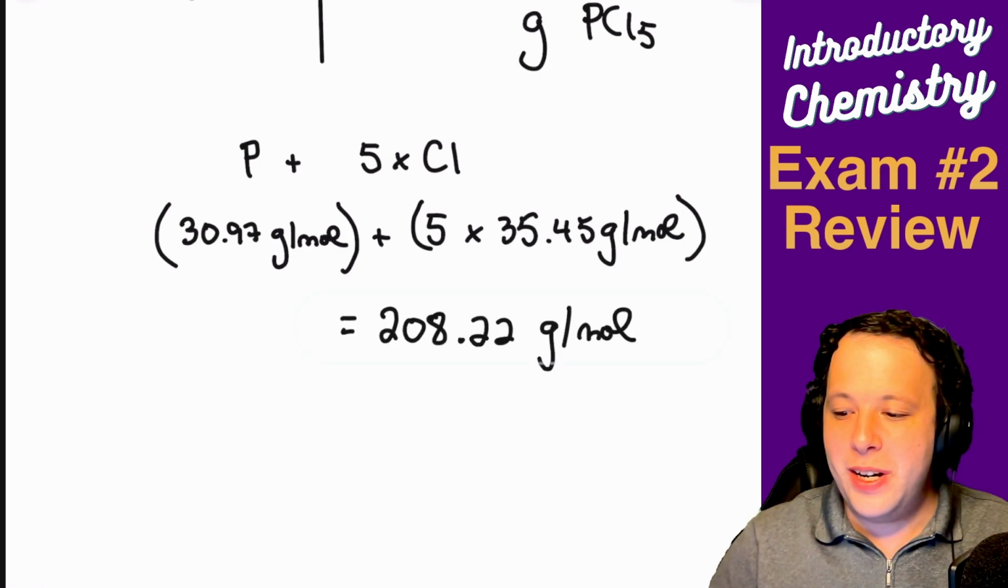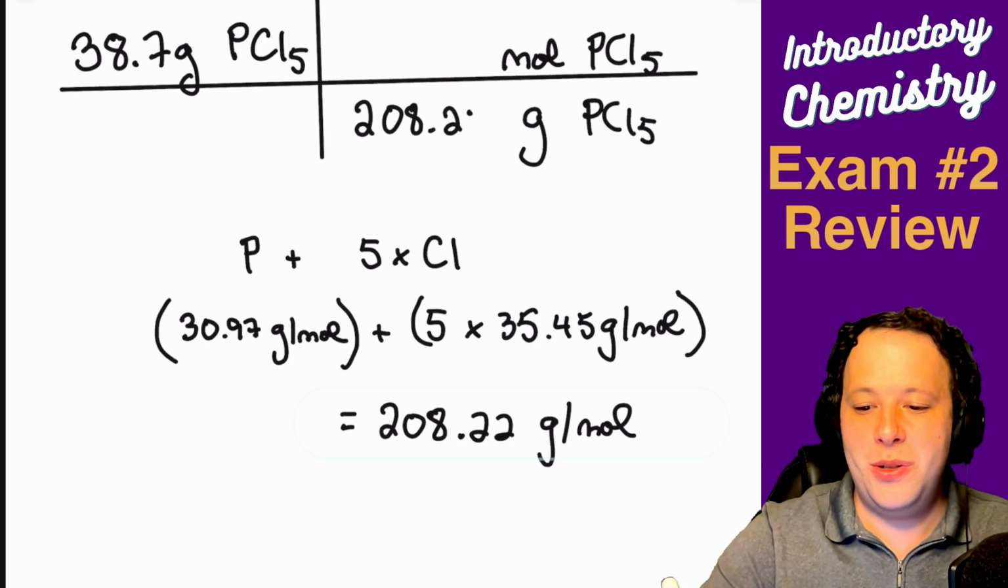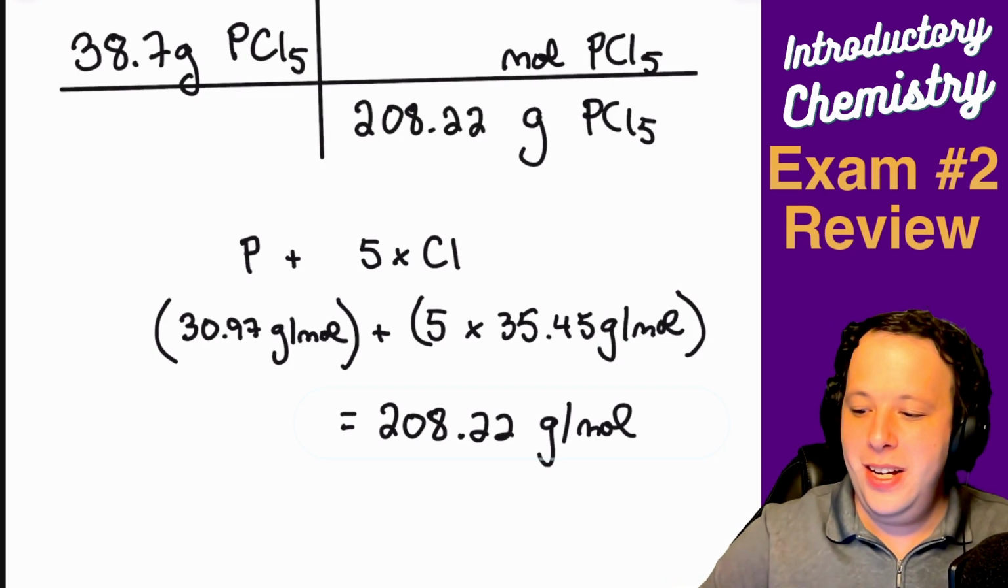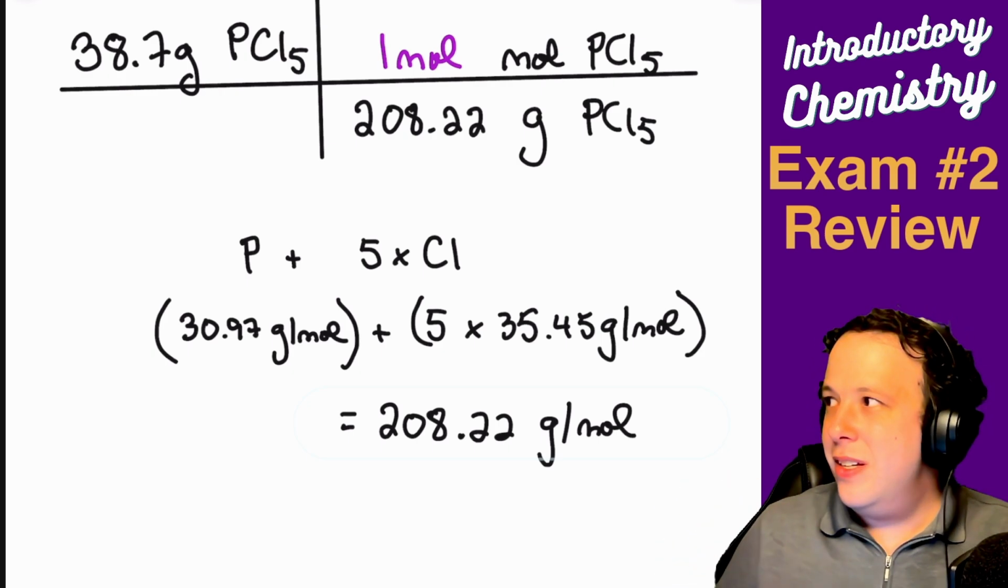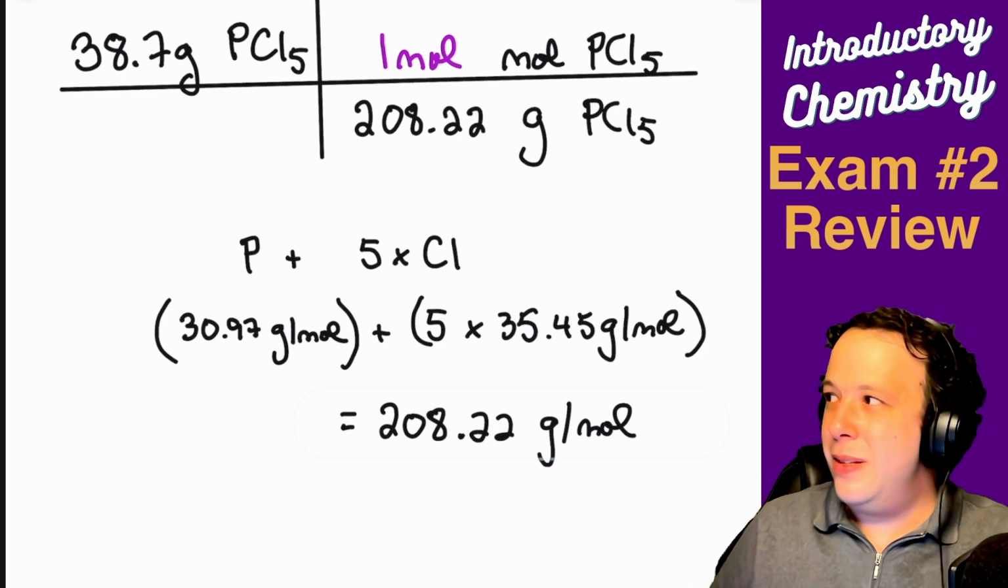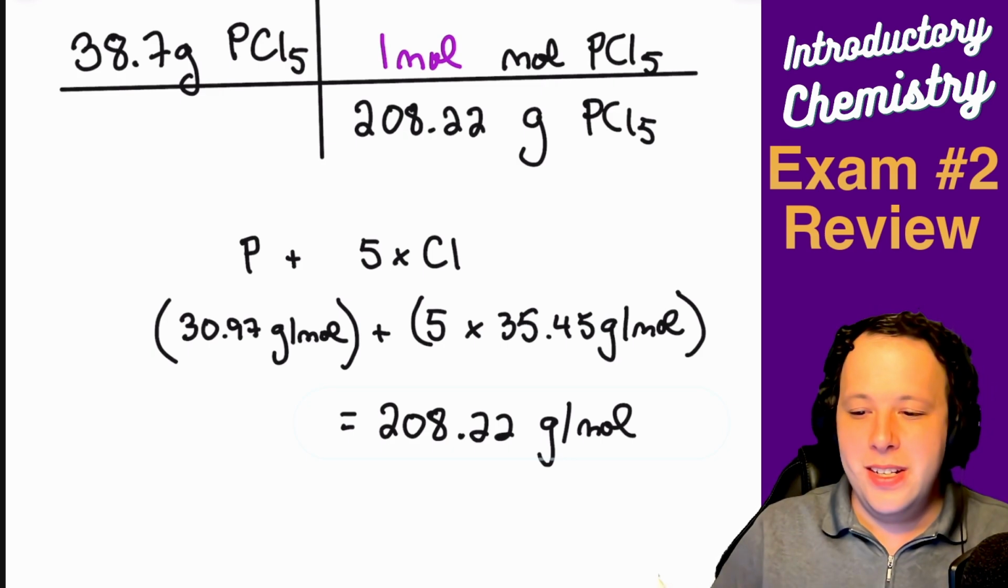And then we're going to figure out our molar mass, which you should have gotten about 208.22 grams. And that's equivalent to 1 mole of PCl5. So now the problem said to find moles of PCl5. Just double check. Yep, it's asking how many moles there are.